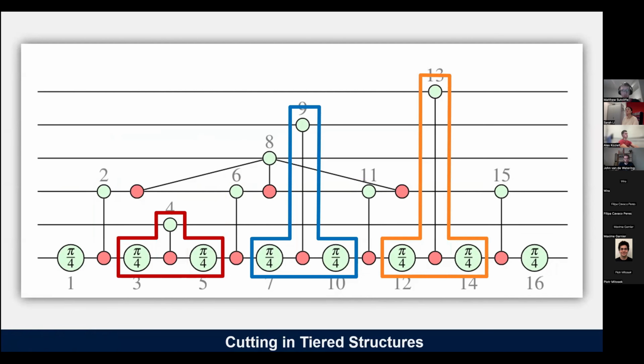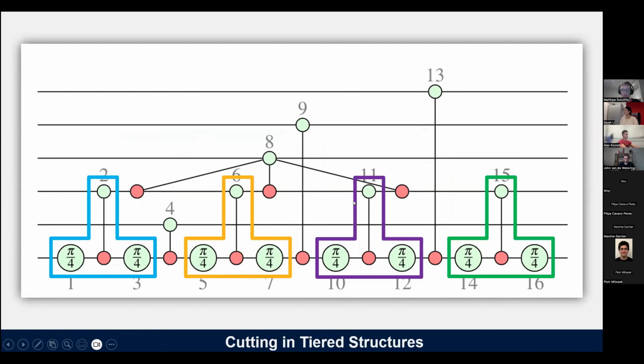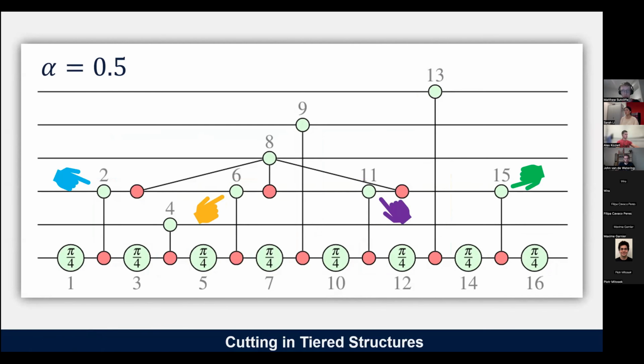Well, one method, we could recognize these three, which means that with 3 cuts, so 2 to the 3 terms, we'd be removing 6 T gates. Or we could consider these 4, and now with 4 cuts, we'd be removing all 8 T gates, which would give us an alpha of 0.5. So these would be the 4 we would cut in that case.